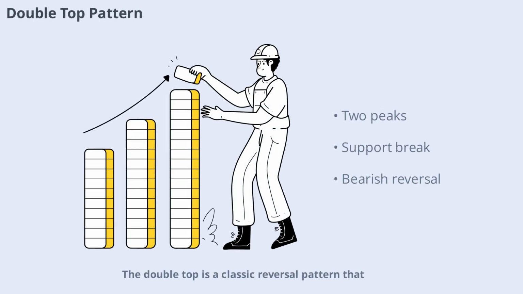Double top is a classic reversal pattern that signals a potential trend change from bullish to bearish. It forms when the price reaches a high point twice with a moderate decline in between. This pattern suggests that buying pressure is fading and sellers may soon take control. A break below the support level between the two tops confirms the reversal. Double tops are useful for spotting exit points or short-selling opportunities.